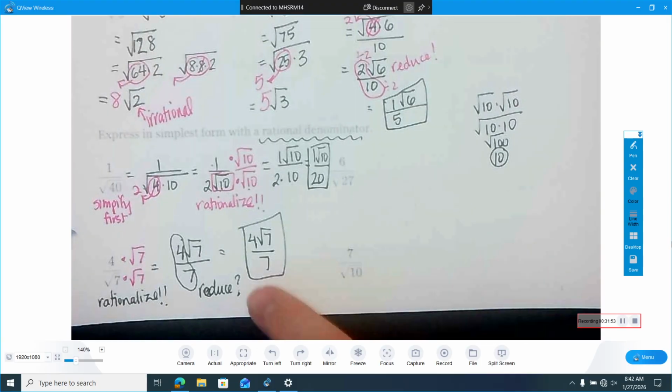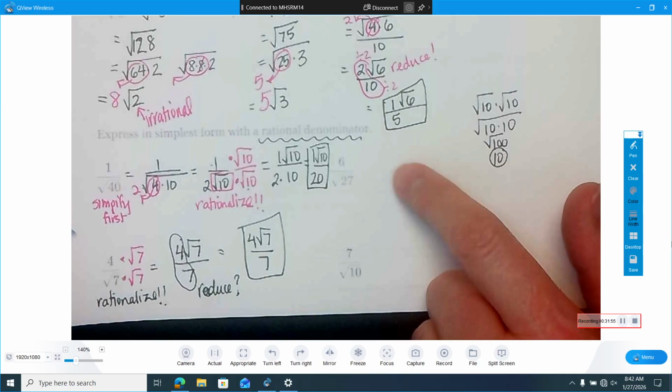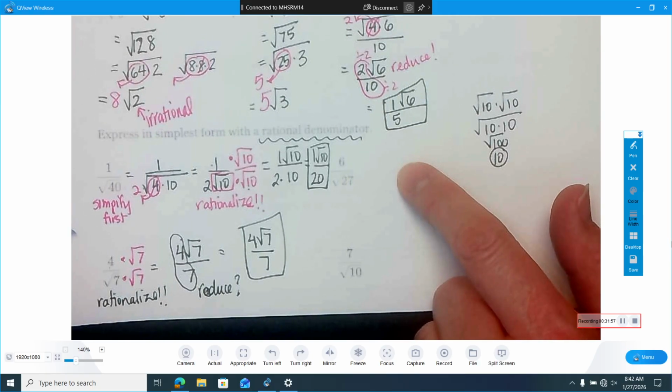So you do need to ask yourself, can you reduce when you're done? This one would reduce. Okay. So it's a good one to try.